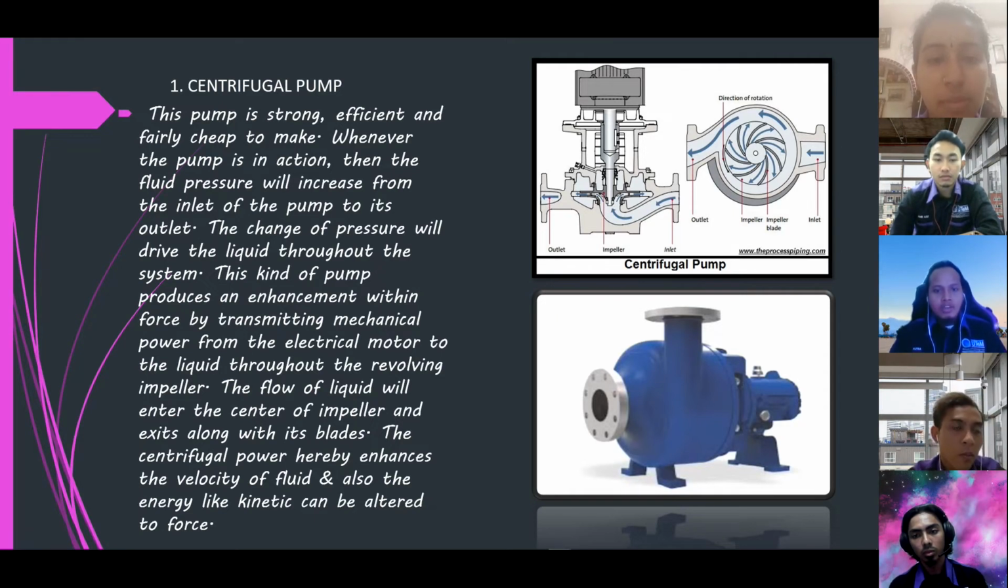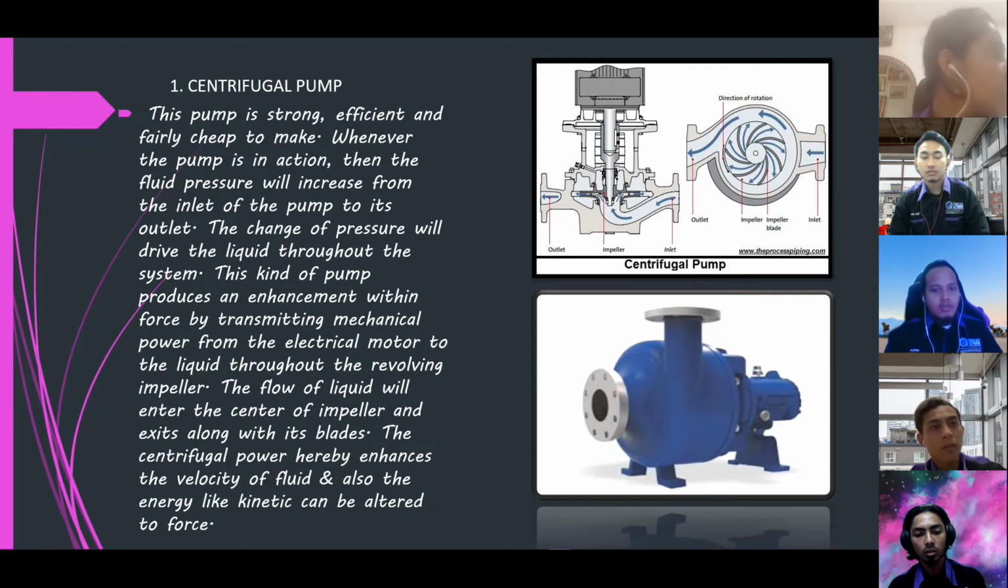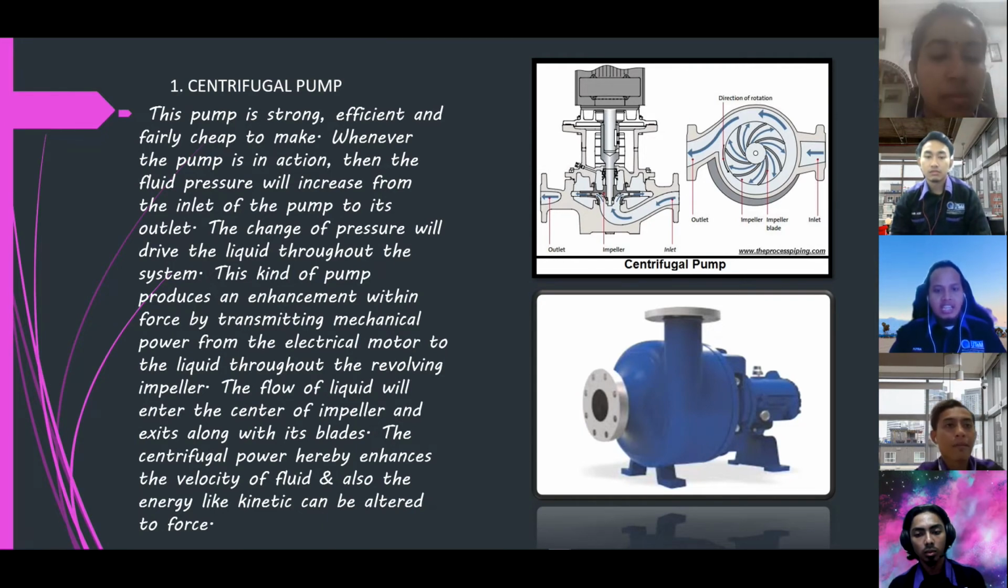The flow of liquid will enter the center of the impeller and exit along its blades. The centrifugal power enhances the velocity of the fluid, and the kinetic energy can be altered to force.